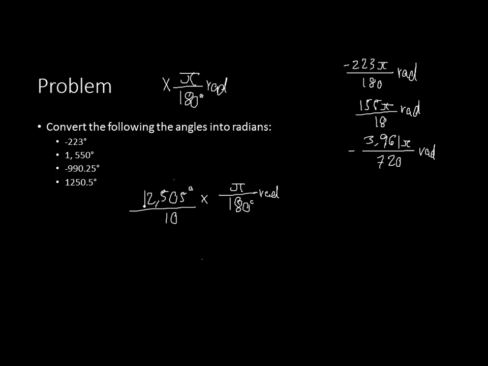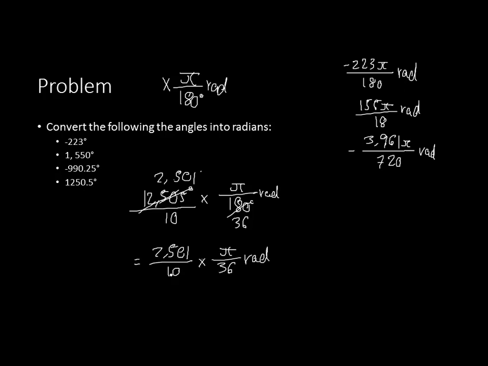So 12,505 divided by 5, that's 2,501. Then here, 180 degrees divided by 5 degrees. This is just 36, right? So with that, we will have 2,501 all over 10 times pi all over 36 radians.